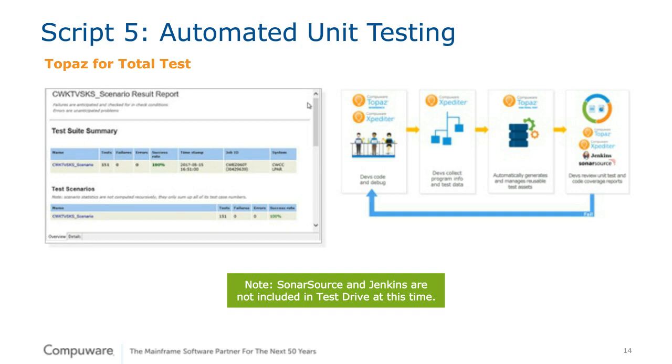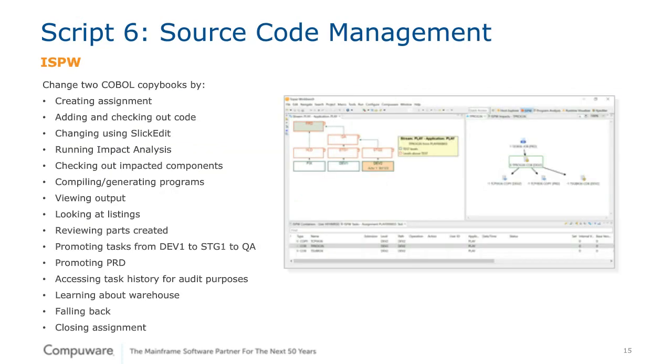Then last but not least, we have our source code management solution called ISPW. In this section and script, you'll change two COBOL copybooks and try out the available functions such as creating an assignment, adding and checking out code, using SlickEdit, looking at listings. You'll promote through the different stages of development and QA to finally promoting to production. And you'll also have the ability to do a fallback.